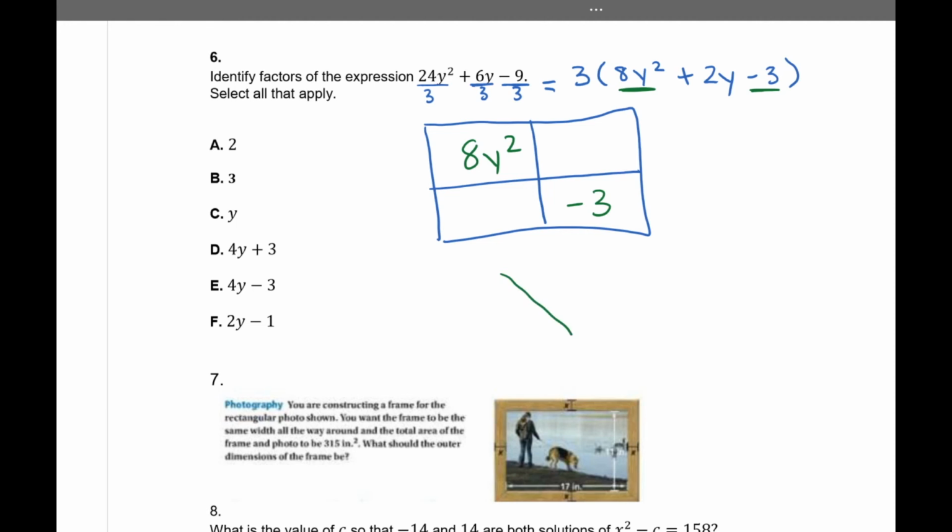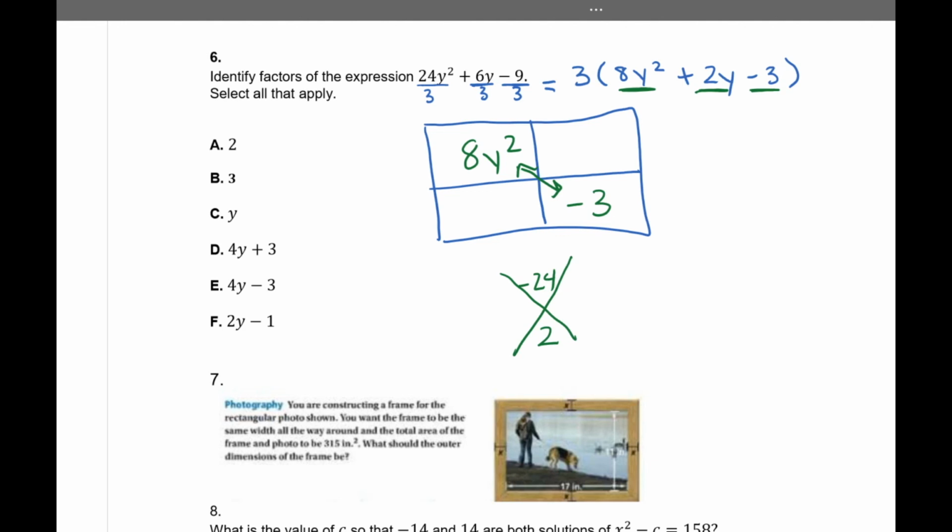Then I like to do my x. So I do 8 times negative 3. I multiply these two right across from each other, and I put that number on the top of my box. So again, 8 times negative 3 is negative 24. Then I take my middle number, which is the 2, and I place that 2 at the bottom. So you take your two numbers, multiply those, put it at the top, and put the middle number at the bottom.